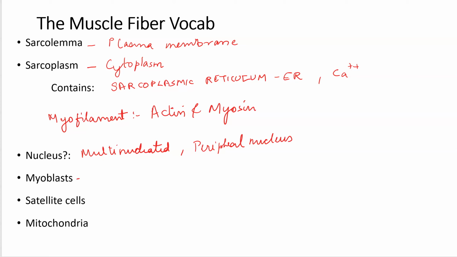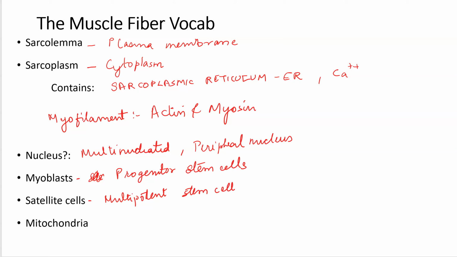So myoblasts are basically stem cells. You can call them progenitor stem cells that are capable of giving rise to muscle cells, and satellite cells on the other hand are multipotent stem cells that can differentiate into muscle cells or more satellite cells upon an injury.